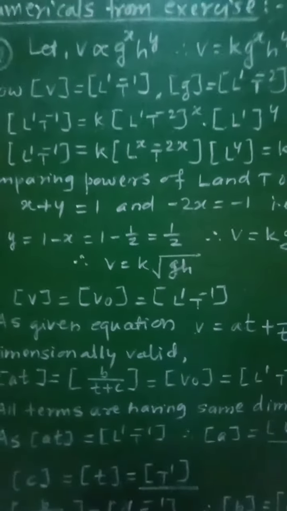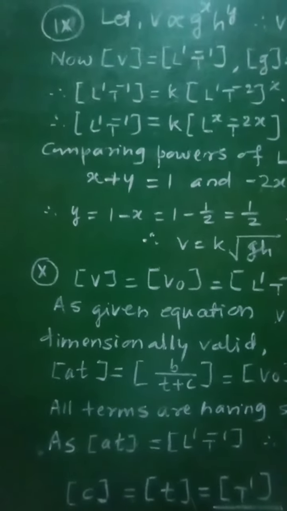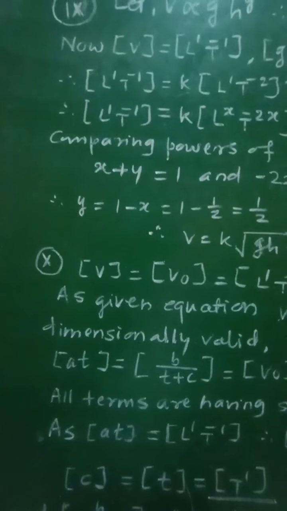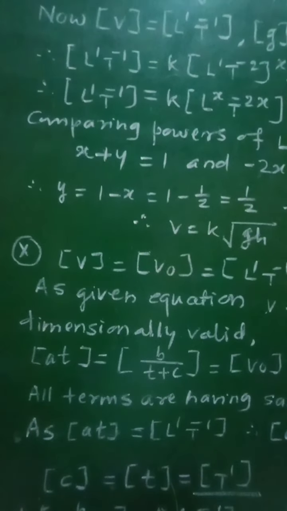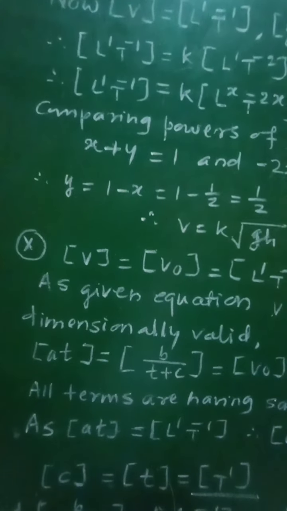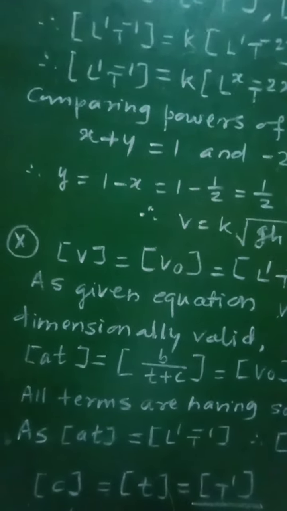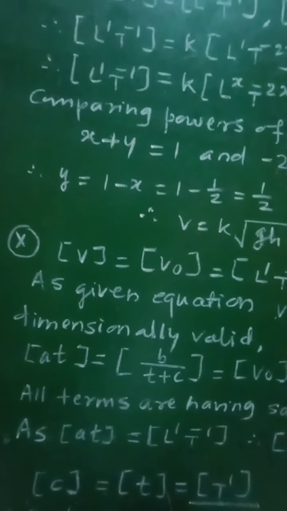Now let us see the next numerical, that is numerical number 10, which is given as: phi equal to at plus b upon t plus c plus phi0 is a dimensionally valid equation. Obtain the dimensional formula for a, b, c, where phi is velocity, t is time, and phi0 is the initial velocity.